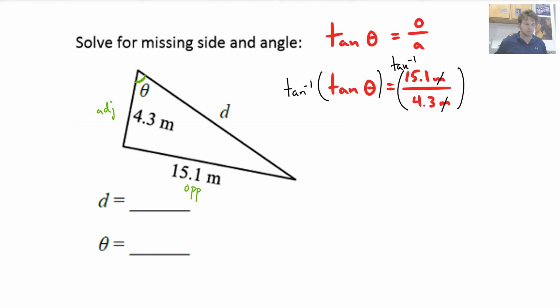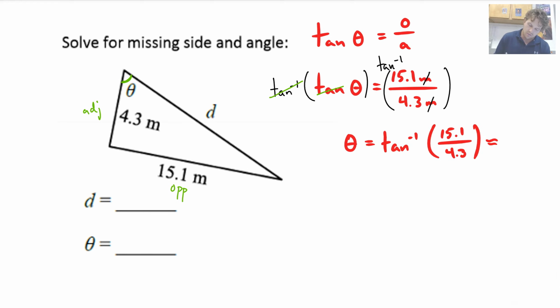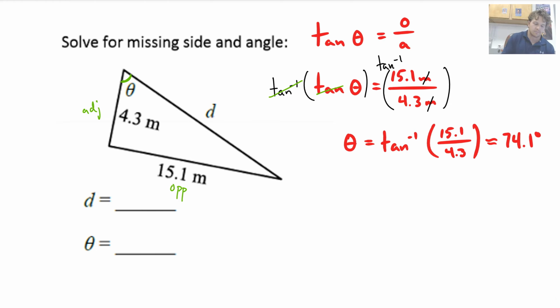This is literally just something you can plug into your calculator. Okay? Well, what happens? Inverse tangent and tangent cancel each other out, so I'm left with theta equals the inverse tangent of 15.1 divided by 4.3, which when you plug that into a calculator ends up being right about 74.1 degrees. Okay, so there is our angle right there that's given to us.